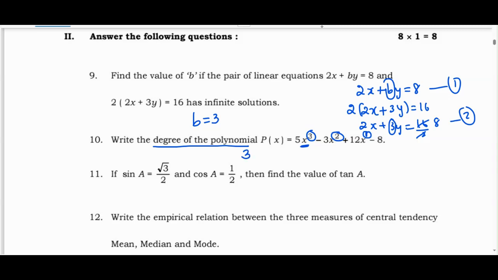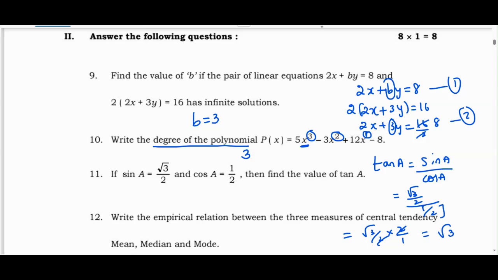Then sin a is equal to root 3 by 2 and cos a is equal to 1 by 2. Find the value of tan a. So what is tan? Tan a is sin a by cos a. So sin a is root 3 by 2 divided by 1 by 2. The fraction, if it goes up, it will become reciprocal. So it will become root 3 by 2 into 2 by 1. So 2 and 2 will get cancelled. Then the answer will be root 3. The tan a value is root 3.